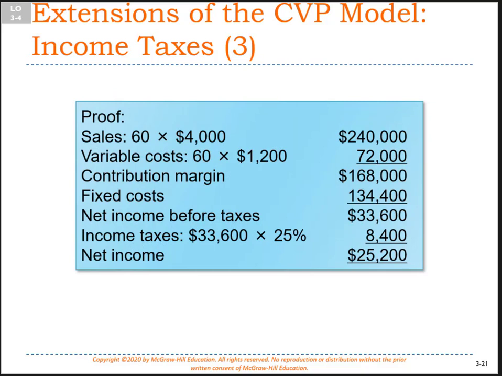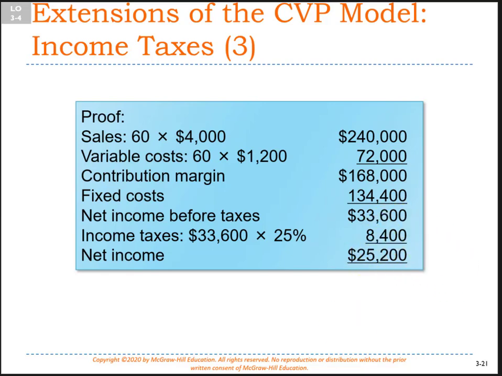And you can check yourself, right, by taking 60 trips times 4,000, setting up our contribution margin format income statement: sales minus variable costs, okay, 60 trips of 1,200 each, contribution margin minus the fixed costs minus the taxes of 25% of that number equals 25,200, just like our goal.